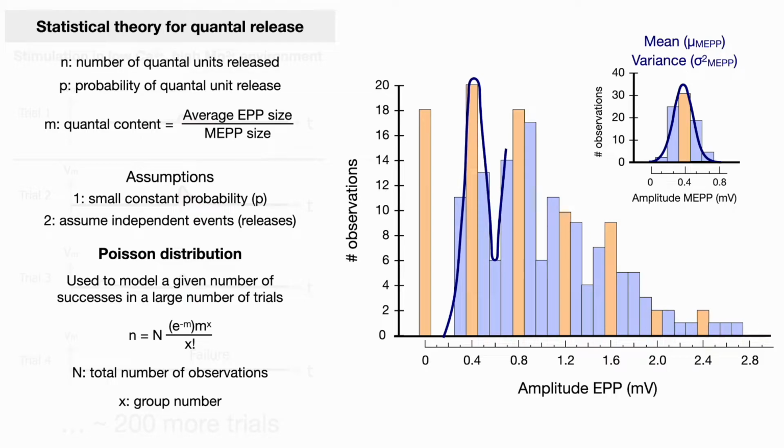When we add all the curves together, we get a continuous distribution that closely resembles the experimental data. The summed theoretical distribution also gives an estimation of failures which closely matches the experimental data. To summarize everything that we've covered here, the main takeaway is that this theoretical fitting further supports the idea that miniature end plate potentials are the units of end plate potentials.